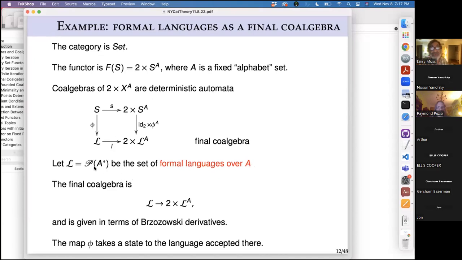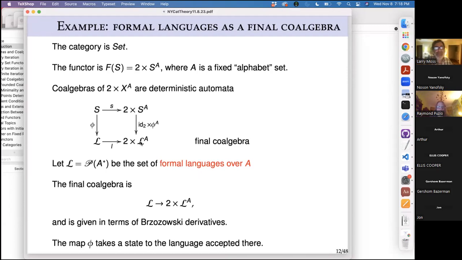So what is a formal language? A formal language is a subset of A star, a subset of the set of finite words. So this fancy L is the power set of A star. Now I have to tell you how I'm going to make this into a coalgebra. I need a map little l that takes the formal languages to 2 times L to the A. I'm going to take a formal language, and I have to give either a yes or a no, something in 2. I'm going to say yes if it contains the empty word, and no if it doesn't contain the empty word.